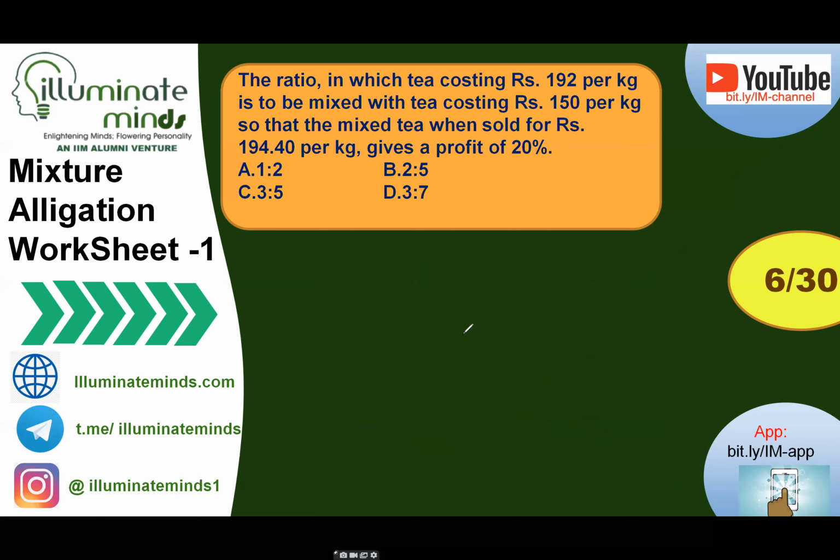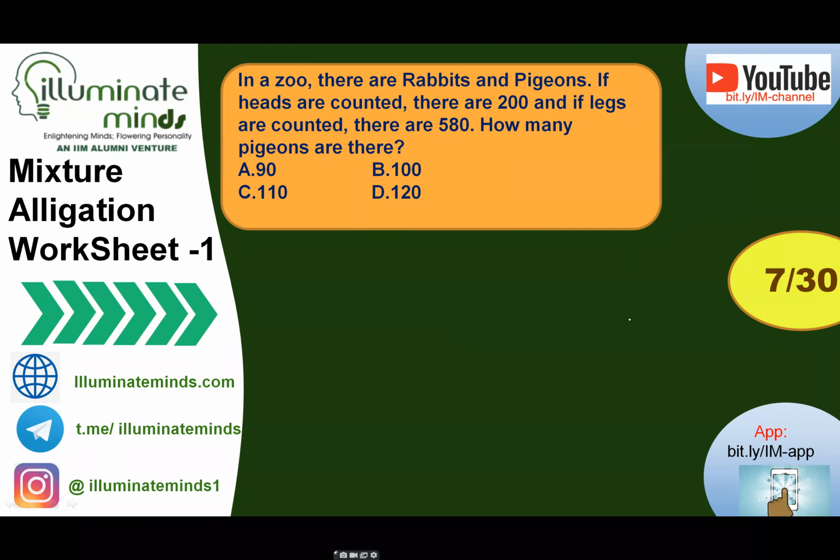So let's move to the next one. This is question number 7. In a zoo, there are rabbits and pigeons. If heads are counted, there are 200 heads. And if legs are counted, there are 580 legs. How many pigeons are there?